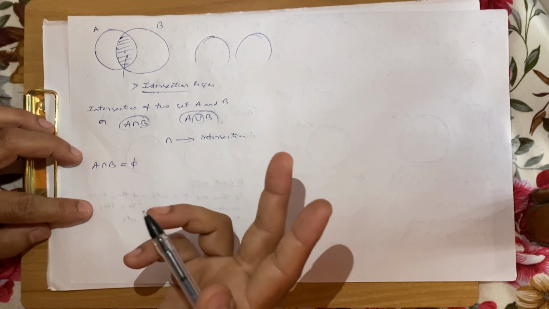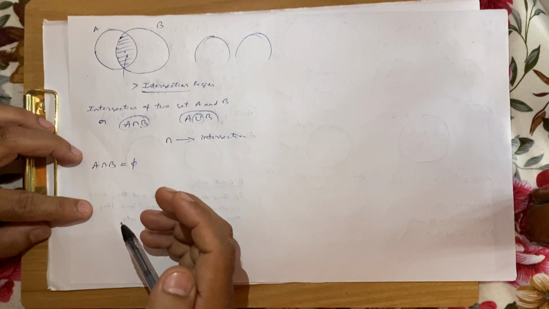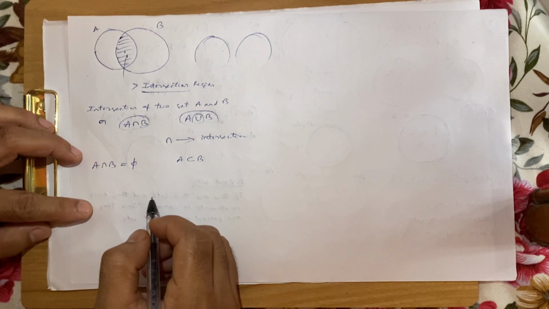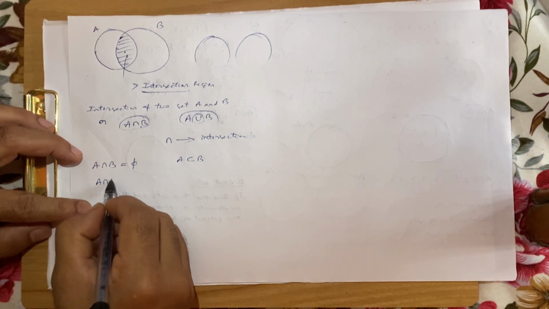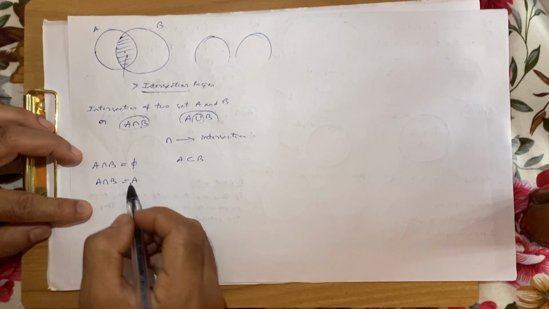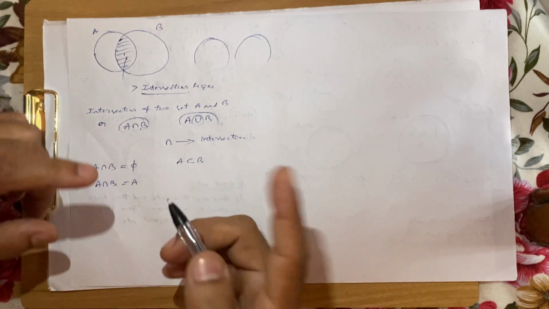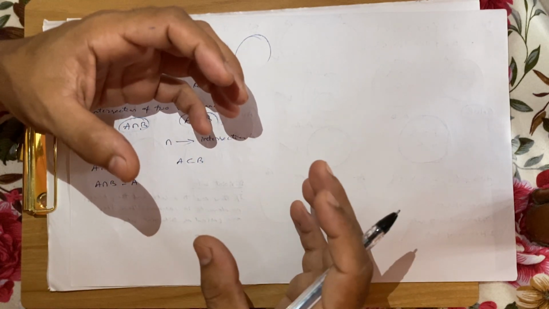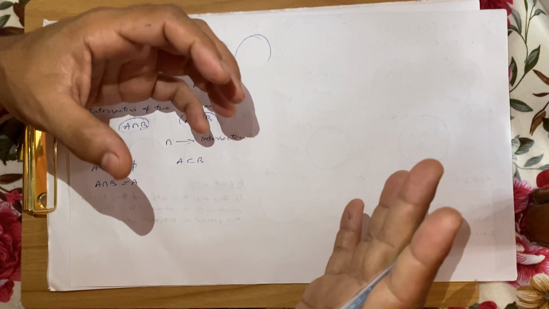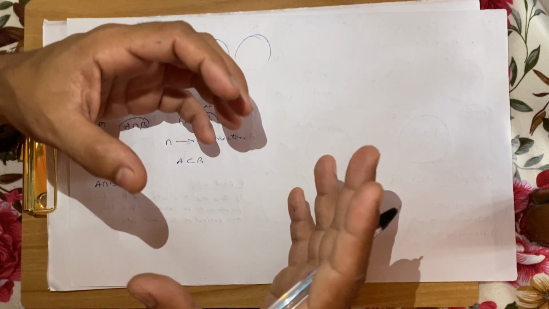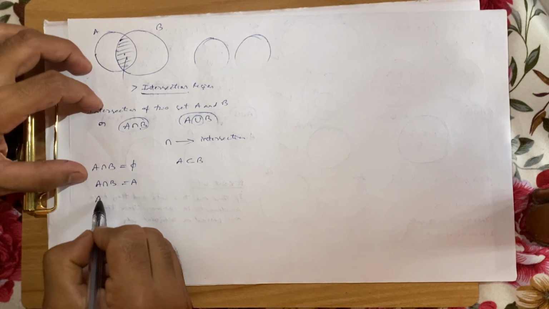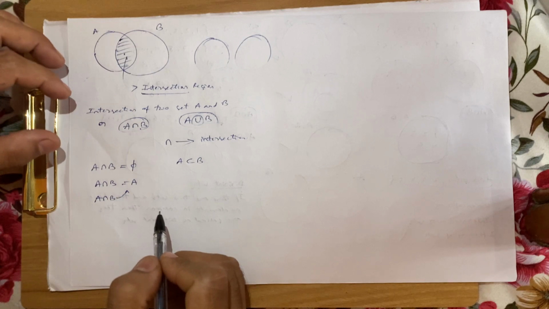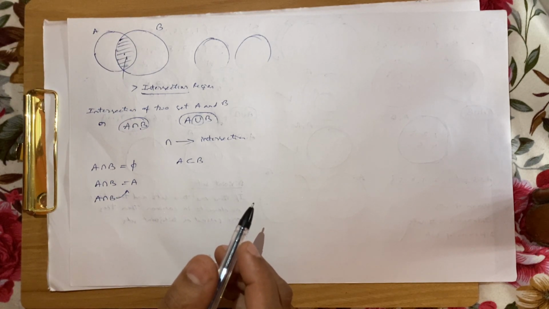Similarly, if you have two sets, let's say A and B, once again, and A is a proper subset of B, then what will be A intersection B? It will be A itself. Why? Because A is a proper subset of B. That is, all elements that are present in the set A are also present in the set B, and B has some extra elements too. So the intersection, or the common elements of set A and set B, will be A only.